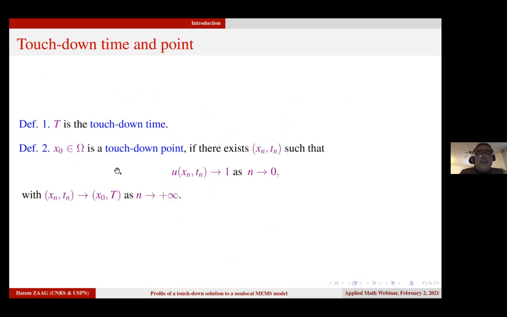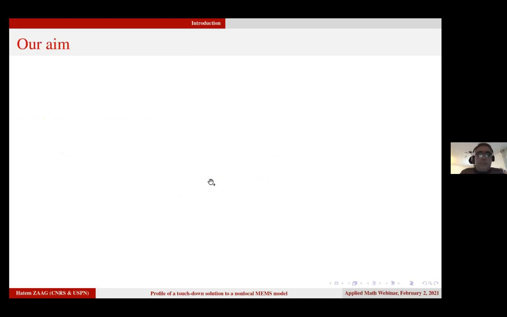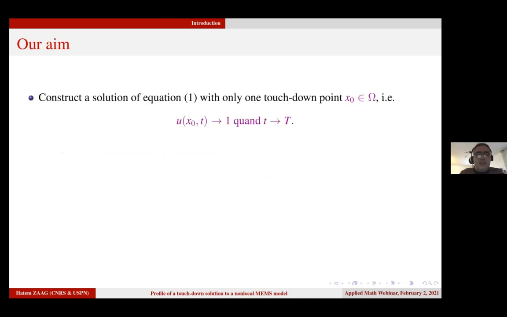Then x0 is the point where the membrane touches the rigid plate. Mathematically, people may say the following: u of x0 and t goes to infinity, but this is not good, in fact, because if you are at a regular point where you don't have touchdown, then you will not have a nice bound locally. So in order to have a nice bound outside the touchdown points, we need to give this general definition of a touchdown point where we have a subsequence xn, tn, converging to x0, capital T, where we have this touchdown.